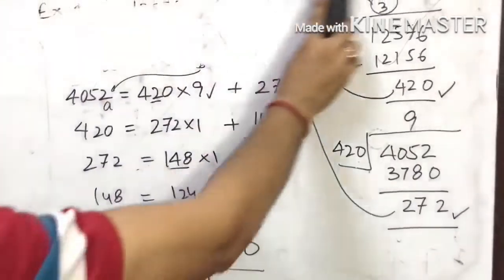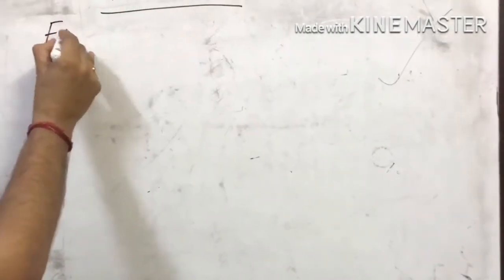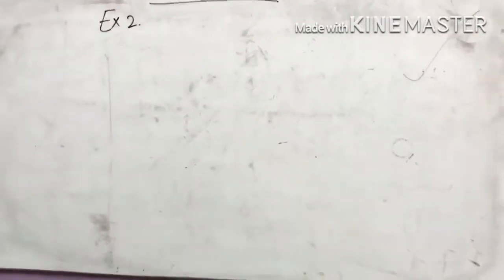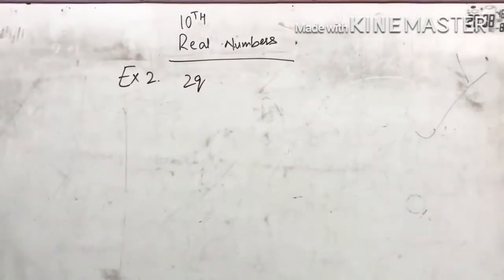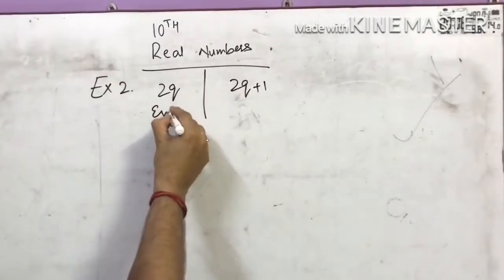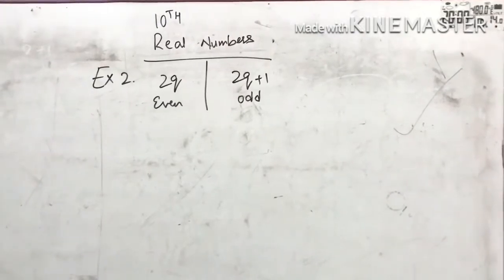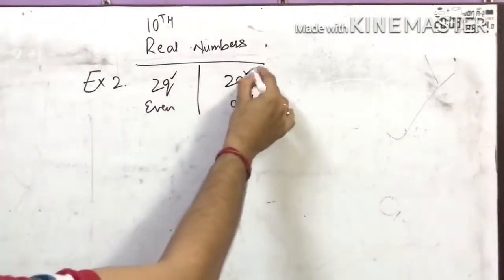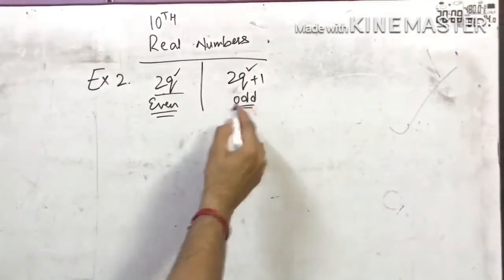So what is example number 2? Example number 2 says that show that every positive even integer is of the form 2q, and that every positive odd integer is of the form 2q plus 1. You have to prove that this is even and this is odd. How you will prove it? Where q is some integer. So this q is an integer. You have to prove that 2q is an even integer and 2q plus 1 is an odd integer. You have to prove it.